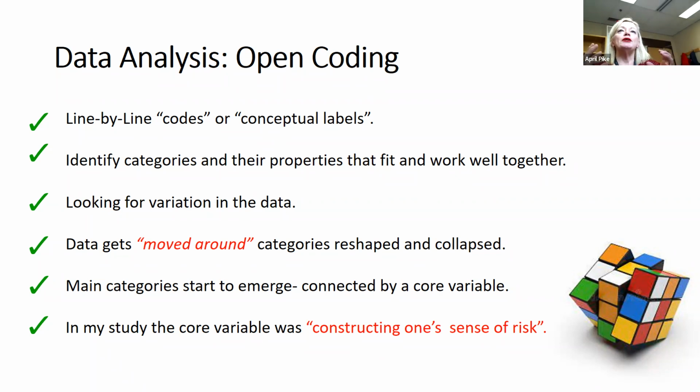As you start to populate your categories, you describe them and their properties. You're looking at who, when, where, or how, so you get very vivid descriptions of the data. As you get your main categories, there becomes a common idea, which we call the core variable. What connects them all together? What is the main thing?